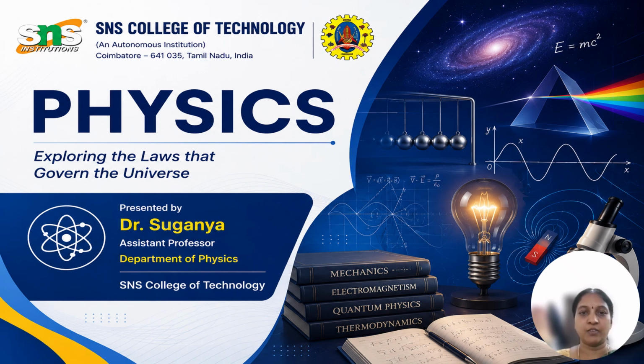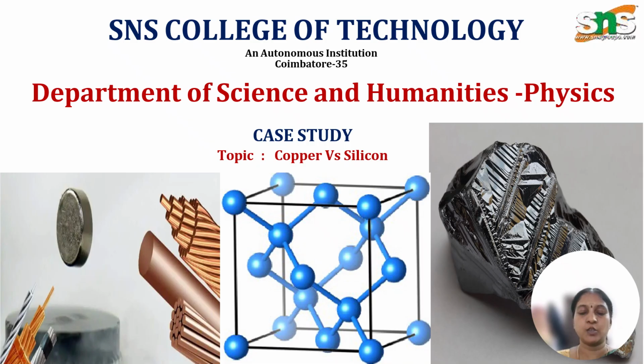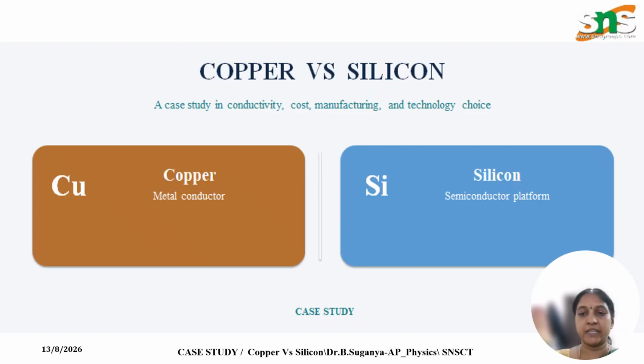Everyone. Now we are going to see an interesting topic. It is a case study based class. The topic is copper versus silicon. Copper is a good conducting material and silicon is a semiconducting material. So what about their performance? What about their temperature based performance? That and all we are going to see.